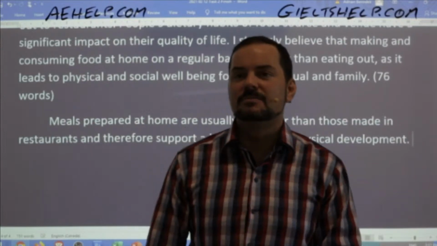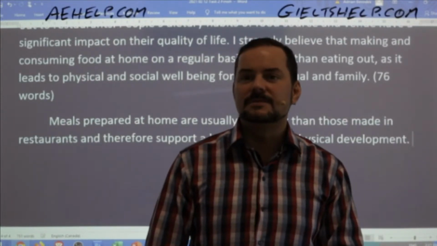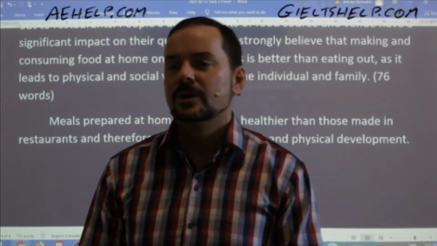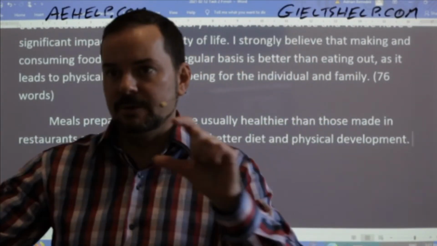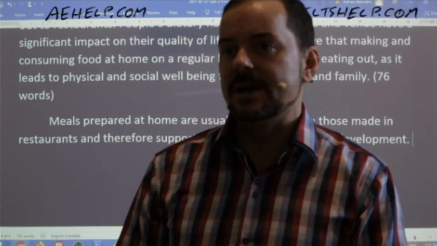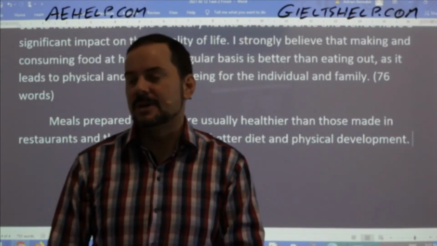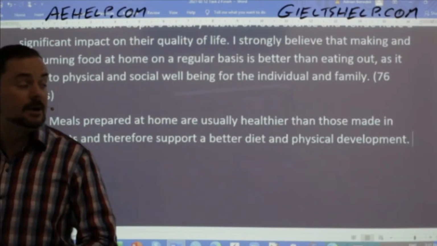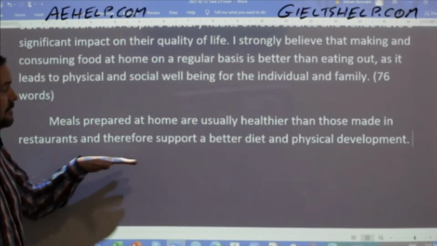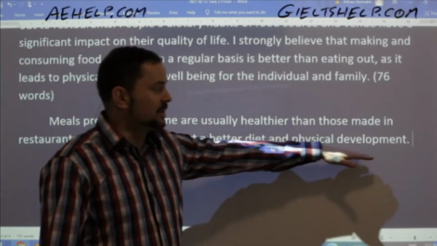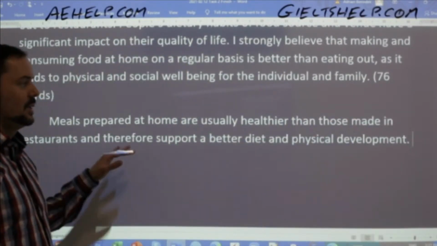Rashika, the quality of meals is directly influenced people's physical health, and they tend to be better when prepared at home. Rashika, the end needs to be fixed. And it tends to be better when prepared at home, or this tends to be better. Okay, good. So meals prepared at home are usually healthier than those made in restaurants and therefore support a better diet and physical development. Okay?